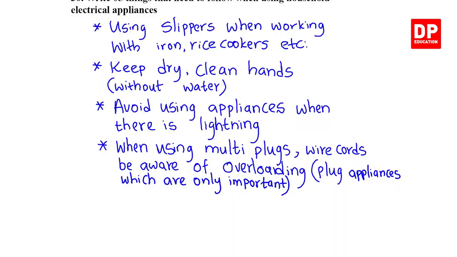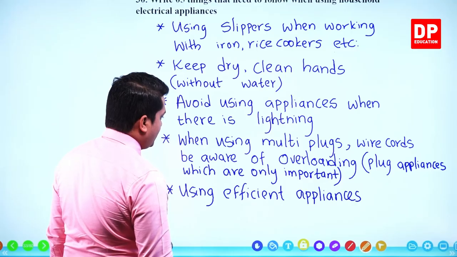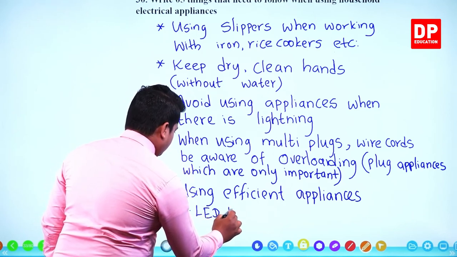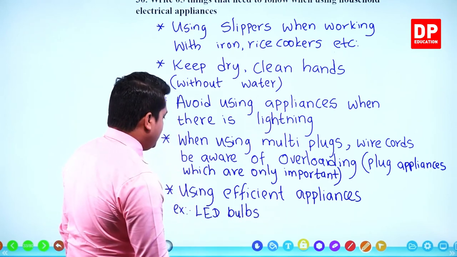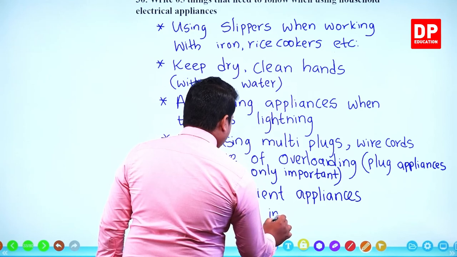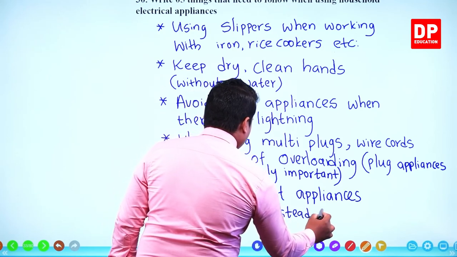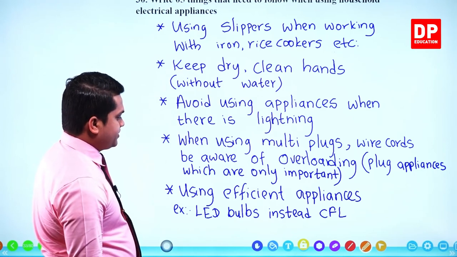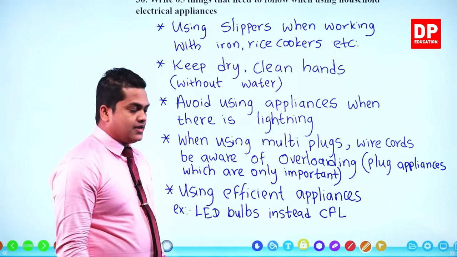Then the fifth one, using efficient appliances. So using efficient appliances, for example, LED bulbs instead of CFL. Right. So instead of CFL bulbs, you can use LED bulbs, for example.